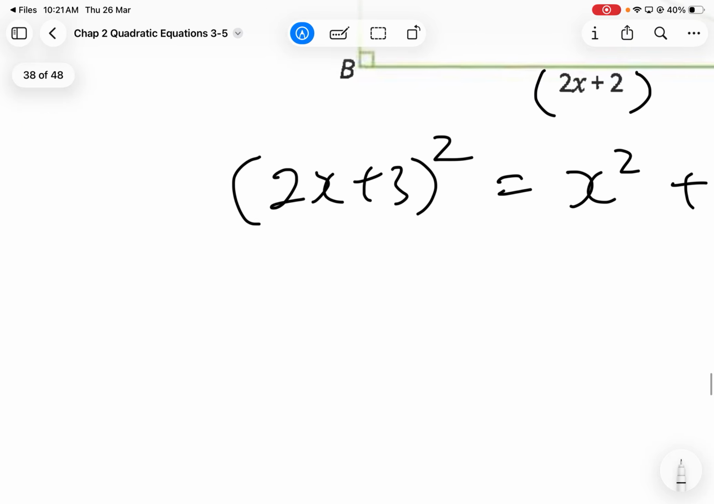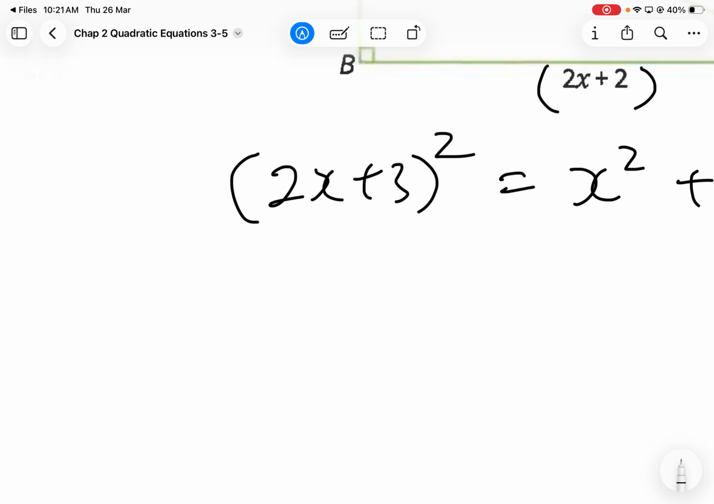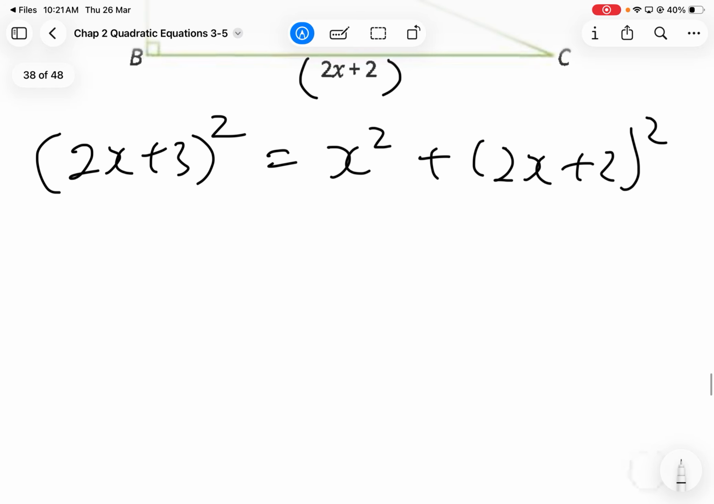Okay, you can use your identity. Front and back being squared. So I must square the front, I must square the back, I must take 2 times the front and the back. So I will end up with 4x squared, I will end up with 9, I will end up with 2 times 2x times 3, 12x.